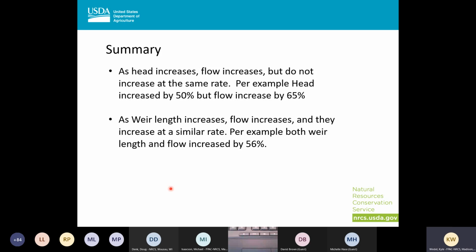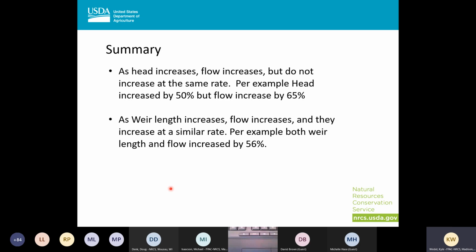So to summarize how weirs work, as head increases, flow increases, but they do not increase at the same rate. So per our example, we increased our head by 50%, but our flow ended up increasing by 65%. So as you change your head in a weir, you're going to have a greater impact than you would in, say, an orifice.